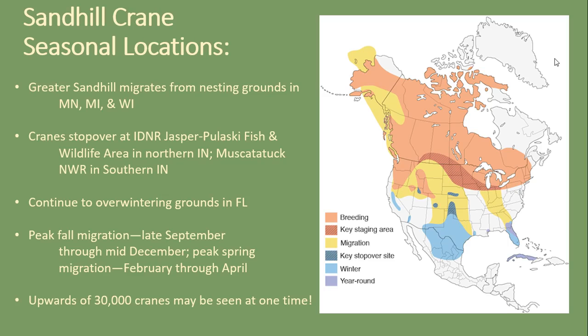Seasonally, sandhills are in different locations. We already talked about they pass through Indiana. And like I said, ours come from the upper Midwest. So we're talking Minnesota, Wisconsin, Michigan, and then they migrate down through Indiana. And mostly our cranes go to Florida, which is where their overwintering grounds are.